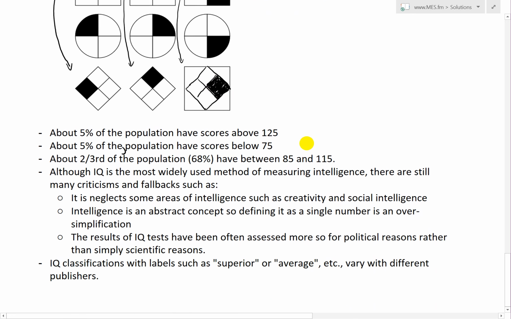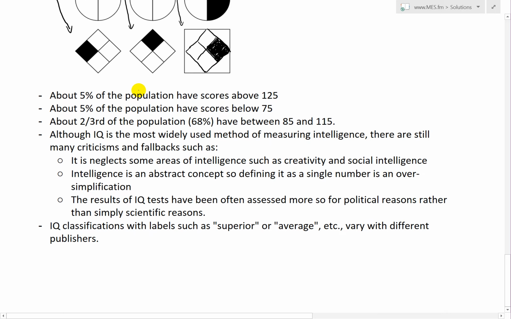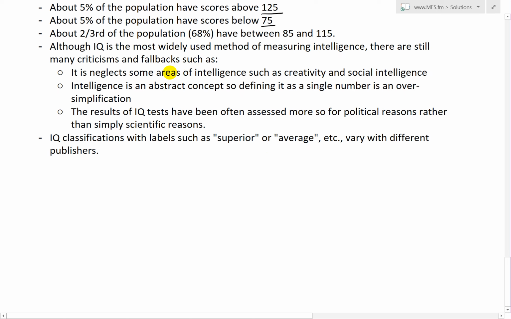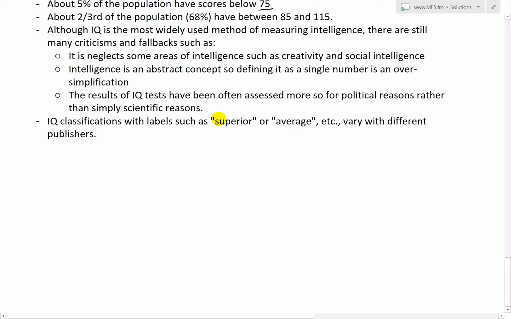And again, about 5% of the population have scores above 125. About 5% have scores below, and then 2/3 are within 1 standard deviation, or 68% between 85 and 115. And although IQ is the most widely used method of measuring intelligence, there are still many criticisms and fallbacks, such as it neglects some areas of intelligence, such as creativity or social intelligence. And intelligence is a very abstract concept, so defining it as a single number is oversimplification.